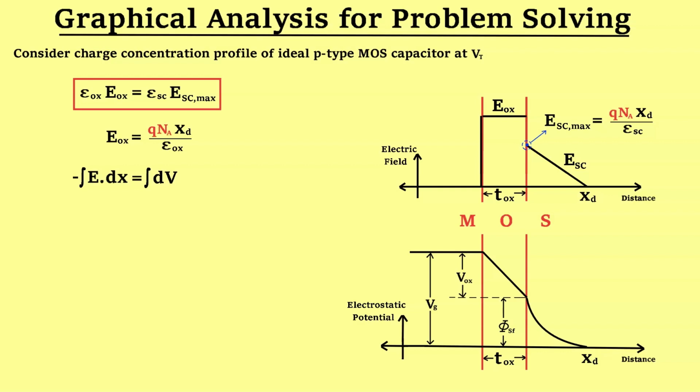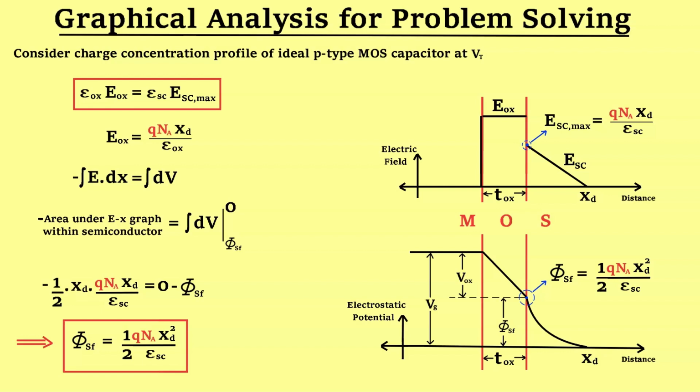So, to find the potential drop within the semiconductor, which is nothing but the surface potential, we have to integrate this equation. Also, the left hand side of this equation, which is the integral of electric field with respect to distance x, is nothing but the area under the electric field graph within the semiconductor. We will find the surface potential to be equal to 1 by 2 multiplied by magnitude of charge on an electron multiplied by doping concentration into square of depletion width divided by permittivity of the semiconductor.